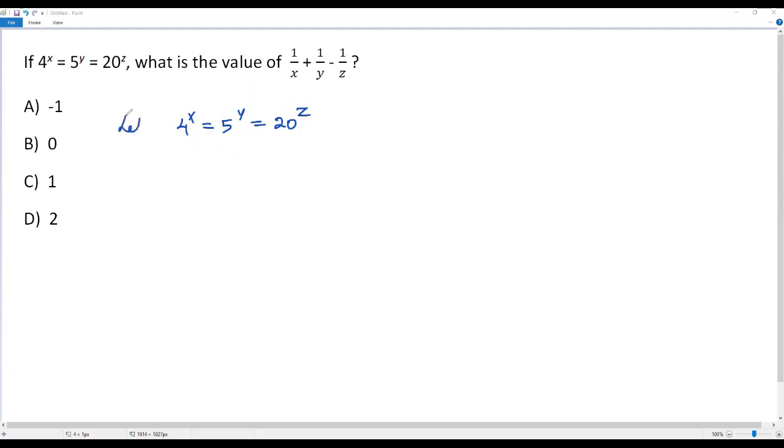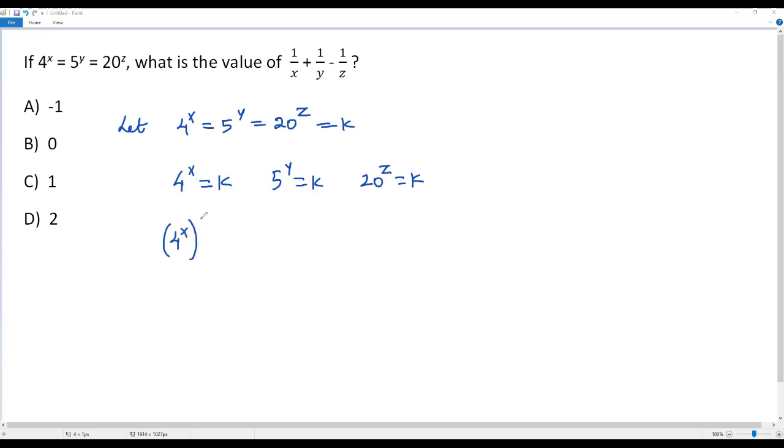So now let me assume all the three quantities are equal to k. Since all of them are equal to k, we can equate each quantity to k over here. There is 4 to the x power equals k, and 5 to the y power equals k, and 20 to the z power equals k. Now, in this equation, I am going to raise both sides to the power of 1 over x, because I want to get rid of the exponent x over here. Okay, let me do it.